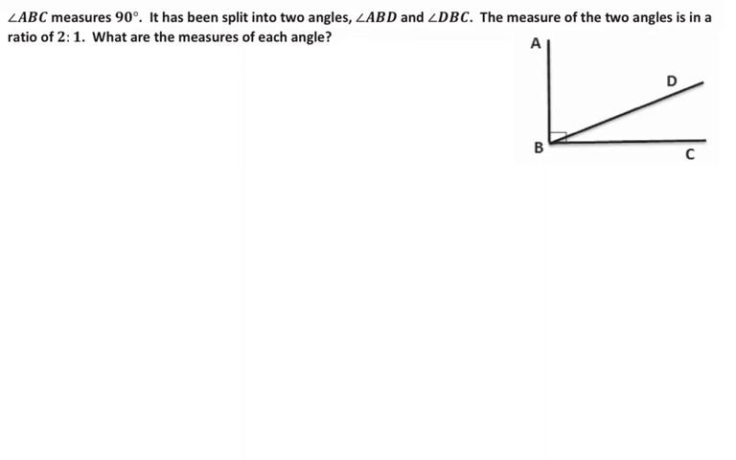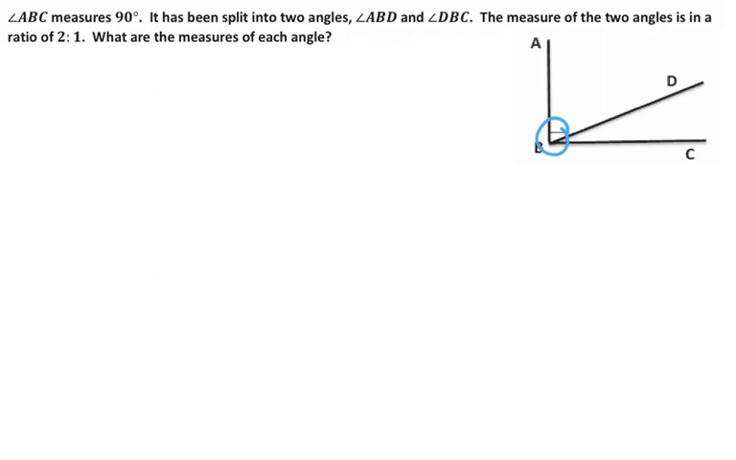Next, we have an angle of ABC that measures 90 degrees, and we know this because it has a little square in the corner. And it has been split into two angles, ABD and DBC. The measure of the two angles is in a ratio of 2 to 1. So what are the measures of each angle?